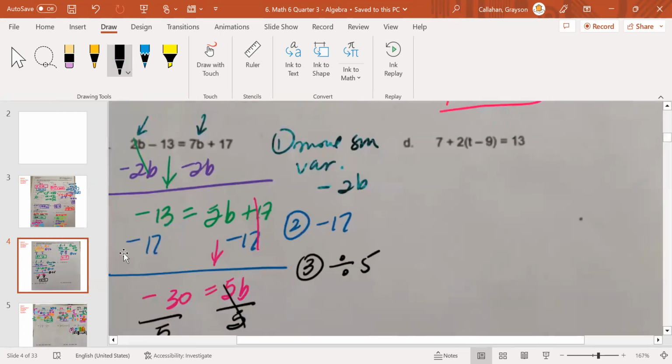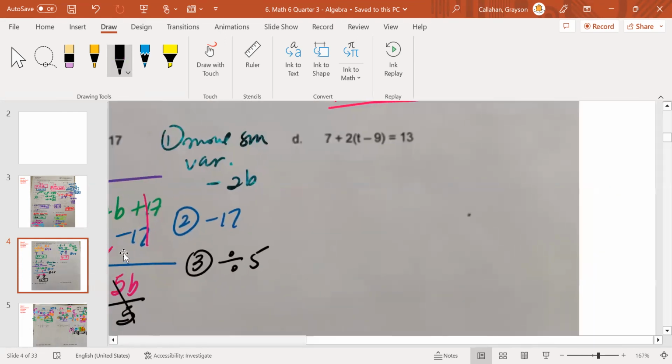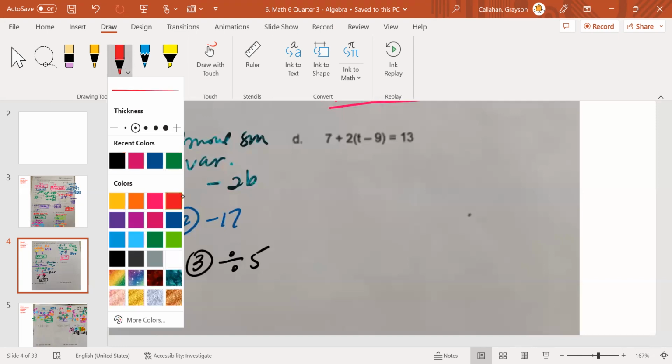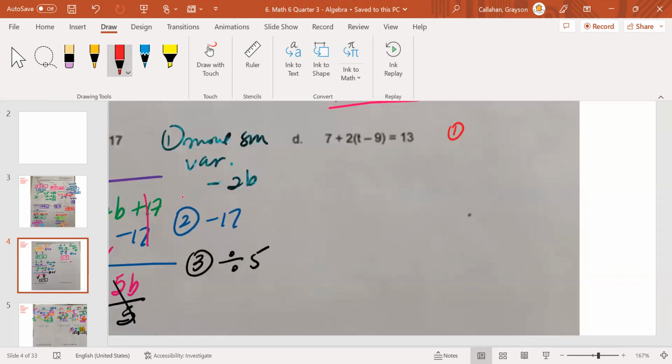Hey, Grace, I'm gonna have you pay attention, flip your paper to the back. Okay, we're gonna start with letter D, okay? Tell me, what would you do with letter D? What are your steps? Step number 1. There's nothing to combine. All I notice is that there's parentheses. So when you see parentheses, what do you do? Distribute the 2. Take the 2, multiply it in here. You get 2t minus 18, right?